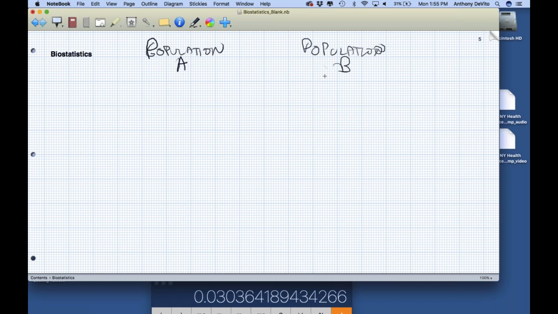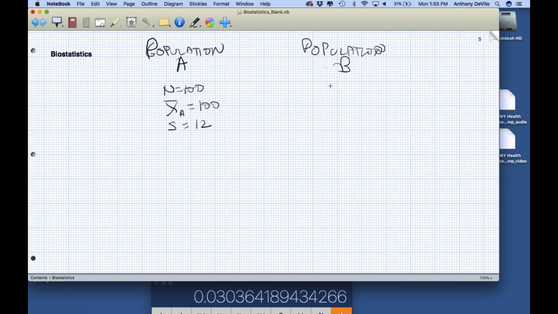That's the categorical variable, the two groups. But we're measuring a numerical variable. Maybe I'm measuring blood pressure. So I take a sample of size 100 from population A, and what do I get? I get X bar for population A. The mean for the sample I took from population A is equal to 100, and the standard deviation is equal to 12.